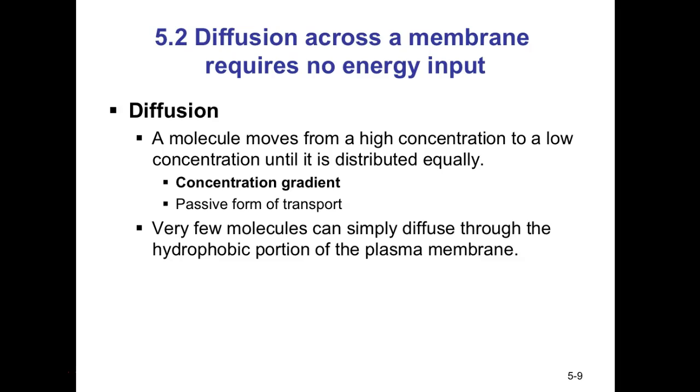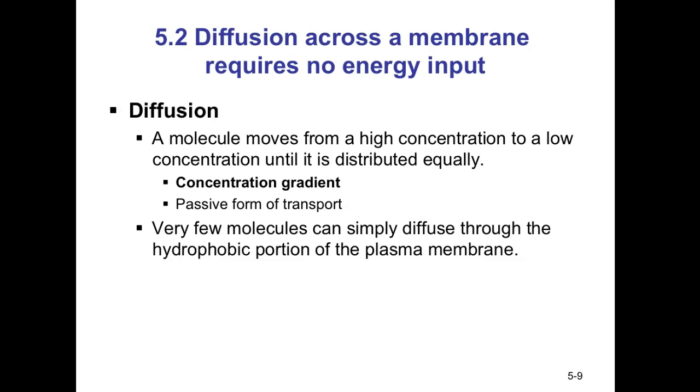So ultimately you have this concentration gradient. And in passive transport, energy is not required because you're going from high to low. And this is passive transport. And one type of passive transport is diffusion. Simple diffusion is when you have molecules that are going to move from a high concentration to a low concentration until it is distributed equally on both sides of the membrane.